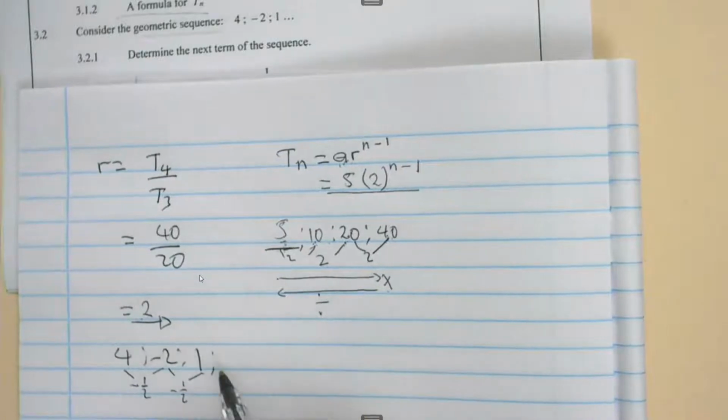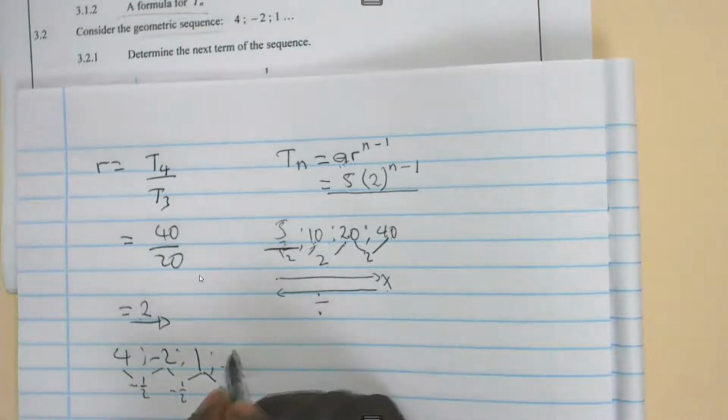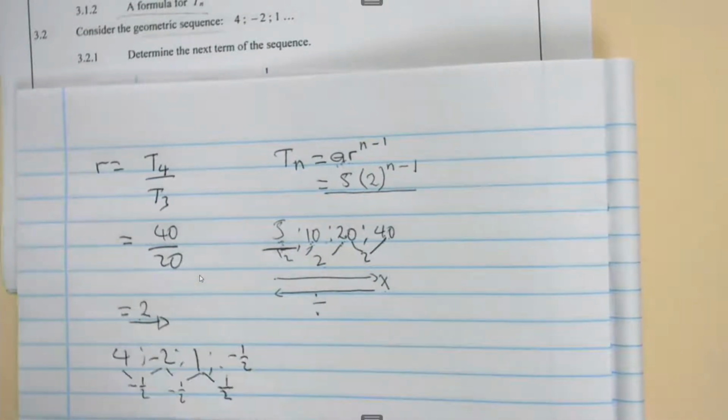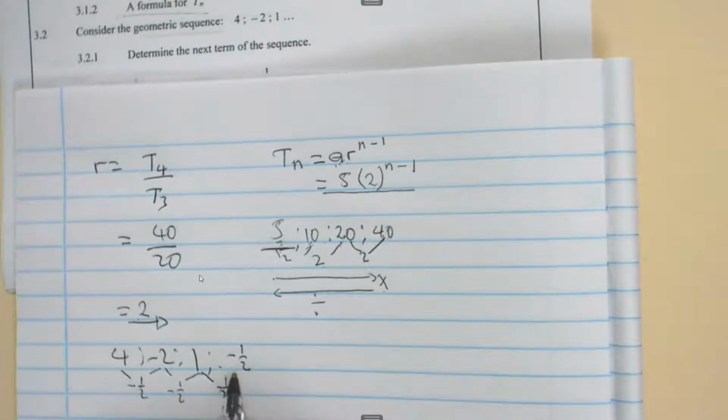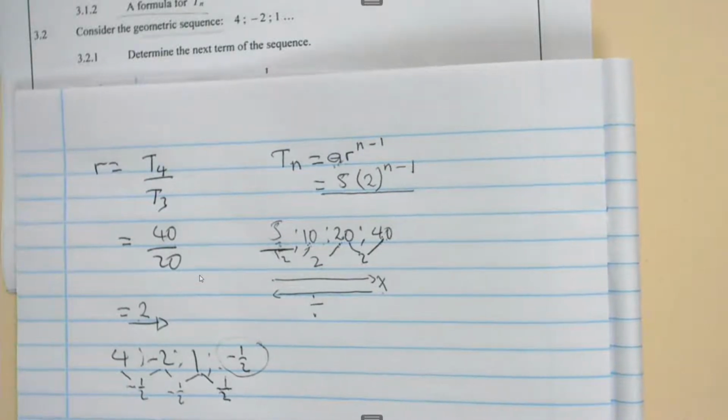Now, looking for the next term, I am going to multiply 1 by the constant ratio, that is -1 over 2. 1 multiplied by -1 over 2 would give me -1 over 2. Therefore, the next term of that sequence would be -1 over 2. That is the next term.